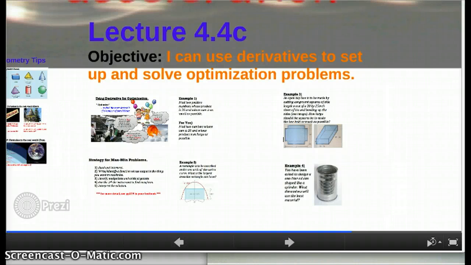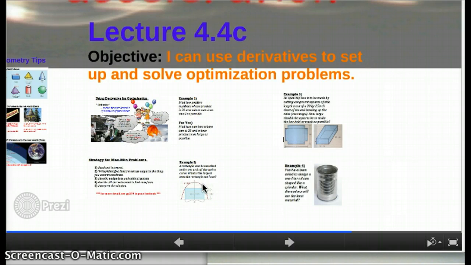All right, optimization day 2. The objective of this video, just like yesterday, is to use derivatives to set up and solve optimization problems. The bulk of this video, we're going to be working on 2 final examples. You should recognize this overview and these 2 examples from yesterday.